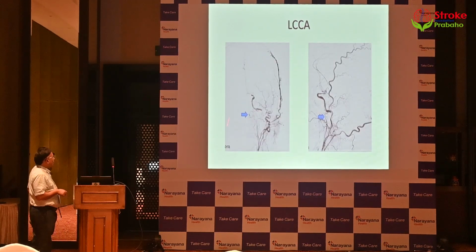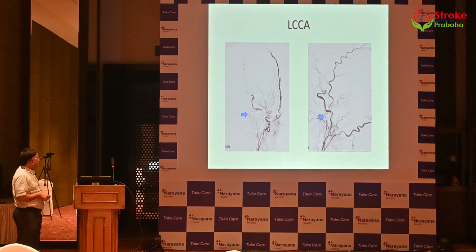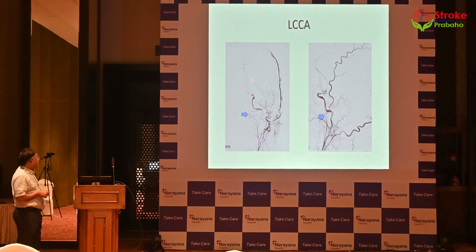This is the left common carotid artery. Again, there is no filling of the internal carotid artery, but you can see filling of the distal segment of the internal carotid artery, and filling of the anterior cerebral artery. You cannot see the filling of the middle cerebral artery. There is a reconstitution of the internal carotid artery from external carotid artery branches, possibly the ascending pharyngeal artery, which is reconstituting the distal segment of the internal carotid artery.